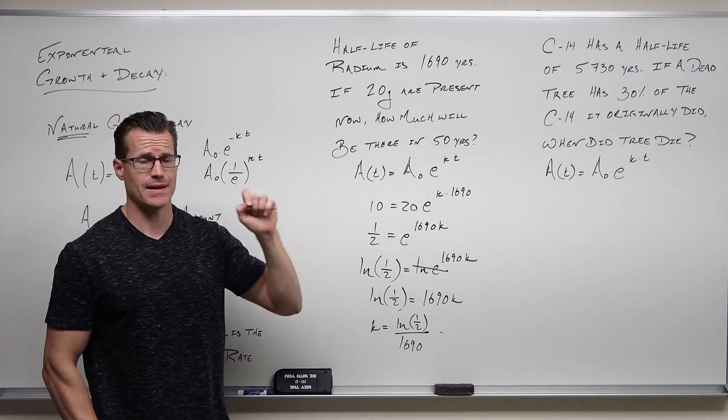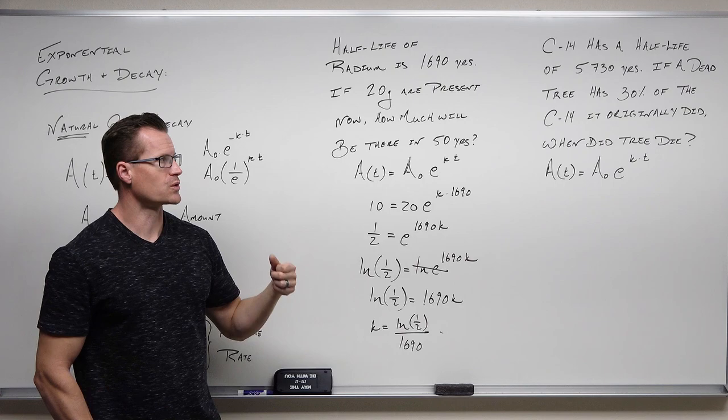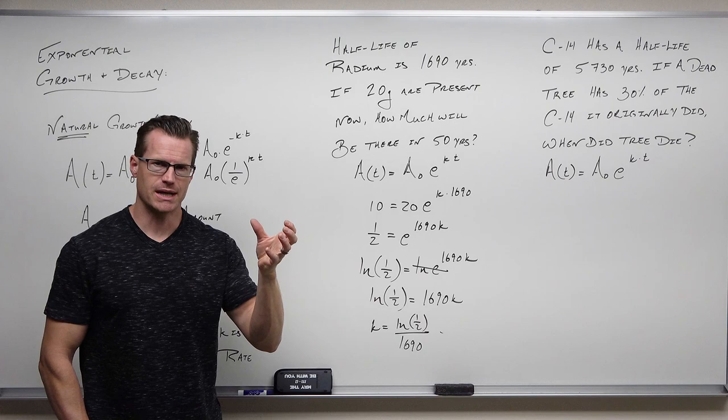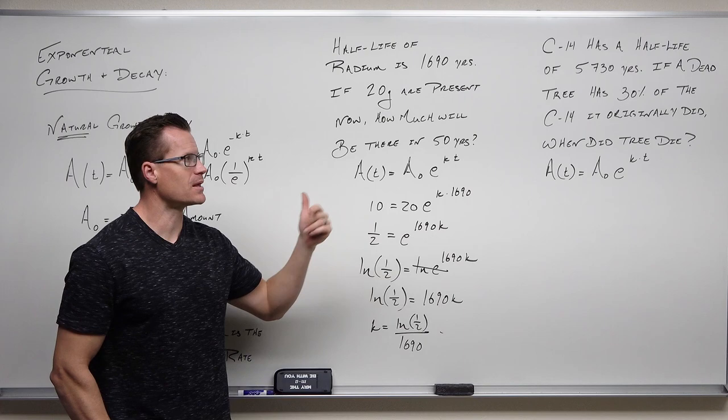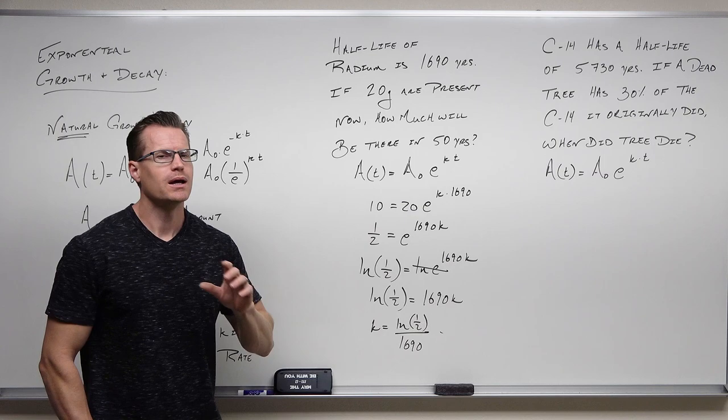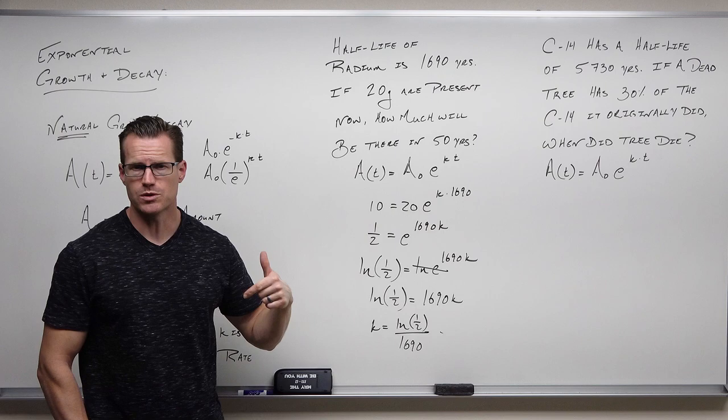Now, if a dead tree has 30% of the C14 it originally did, when did it die? That 30%, that is used after you have found K. Some students really want to make the K 0.30. That's not what that 30% is. I understand it. It's like, oh, that's a rate. It's really not. If I had given you a rate, I would say the rate of decrease is 30%. And you could say, oh, okay, that's negative 0.30 for my K. That's not what's happening here.